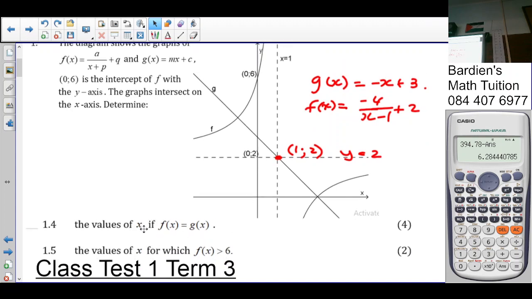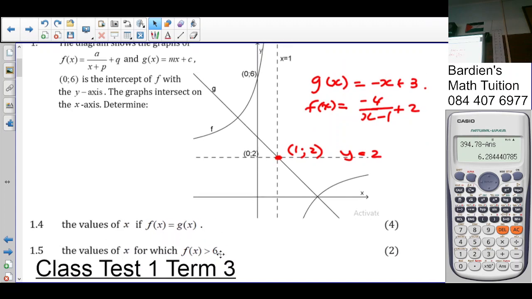The next question, 1.4. The value of x for which f of x is equal to g of x. So that is the points of intersection. Now how do you calculate the points of intersection? Say the two graphs equal to each other.